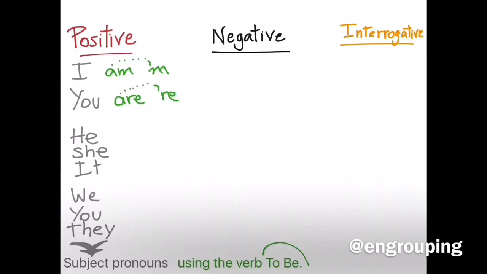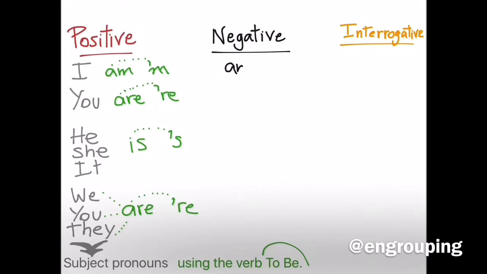Now for he, she, it, we use the verb to be is. In this case, I can also use contractions: he's, she's, it's. And for we, you, and they, we have the verb to be are. We, for example, we are friends, or we are happy, or we are at this point students.